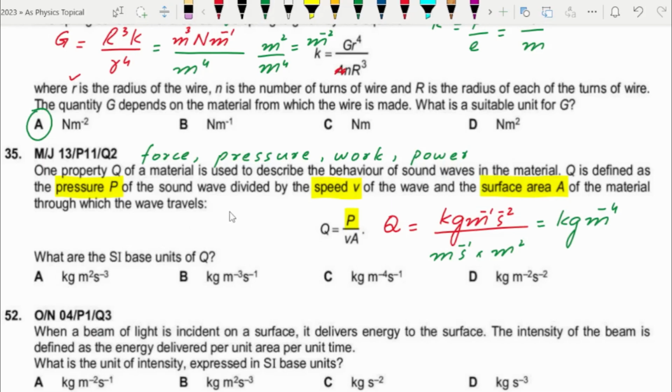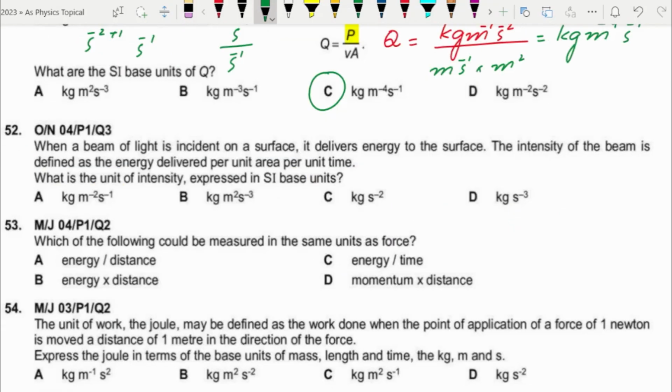Now let's look at s, the seconds. In the denominator you have s power minus 2 and in the denominator you have s power minus 1. Once you shift minus 1 from downstairs to upstairs, you'll have minus 2 minus minus 1, plus 1. So it would be s power minus 1. So kg m power minus 4 s power minus 1. C should be the right answer for question number 35.